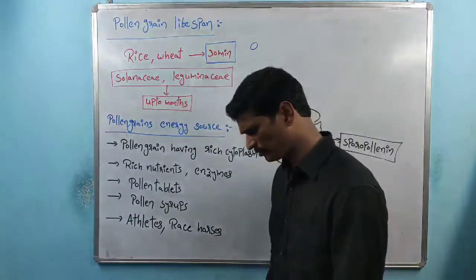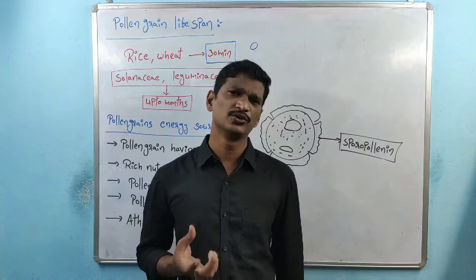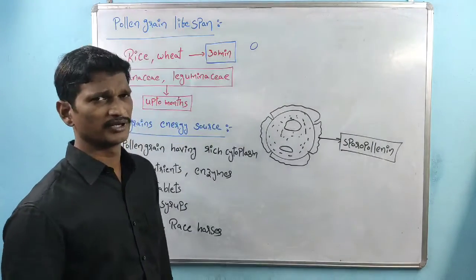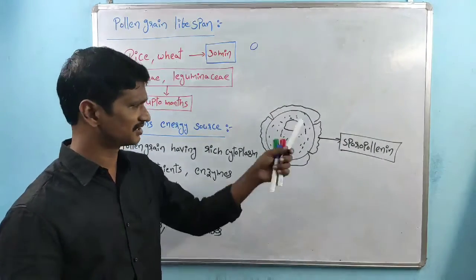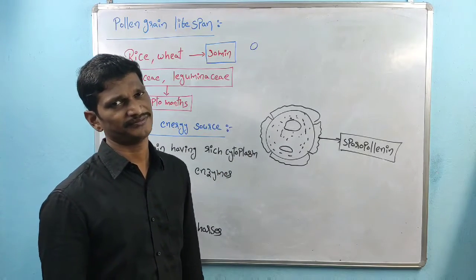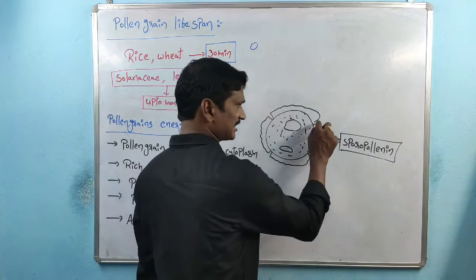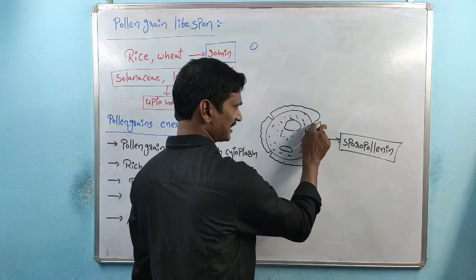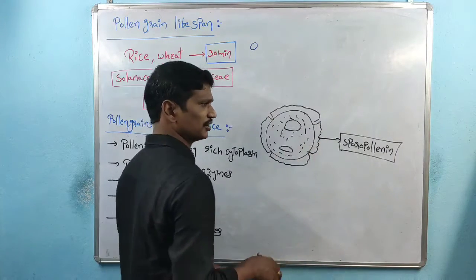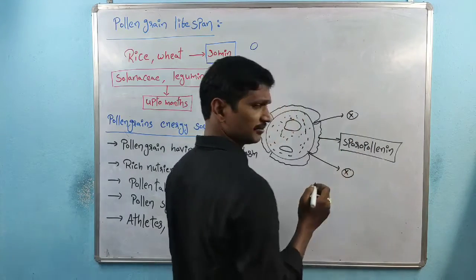So my question is very simple. How are the pollen grains digested inside the human digestive system? All of you remember, the answer is very, very simple. Just see the structure and guess the answer. See, the answer is, for some reason, the exine is absent. This is the exine part. If the exine is absent, it means sporopollenin is absent at some place.